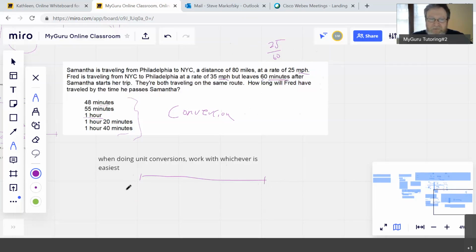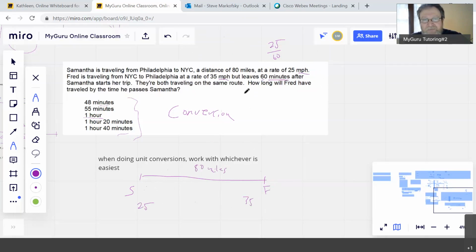What do we know? We've got Samantha's over here. We've got Fred's over here. We know it's 80 miles. Great, we have a rate. She's going 25. And he's going 35. What else do we know? They're going opposite directions. What does it mean by the time he passes Samantha? What's the importance of that passing line right there? It's where they're meeting along that 80-mile track. Exactly. It's a meeting point.